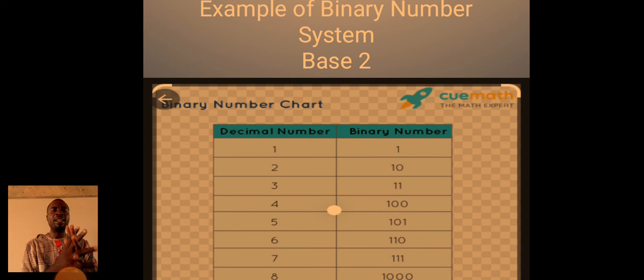Now, an example of the binary number system from the chart you can see there. The chart shows how we convert decimal numbers to binary numbers. 1 in base 10 remains 1 in base 2. 2 in base 10 is 10 in base 2. 3 in base 10 is 11 in base 2. And 4 in base 10 is 100 in base 2, and so on and so forth.